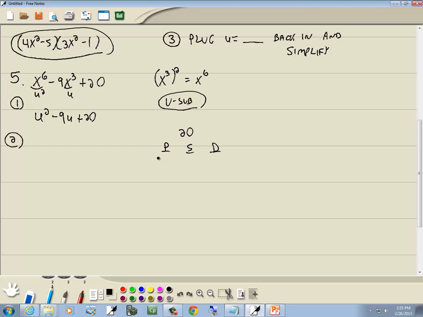P will list all the products that give us 20: 1 times 20, 2 times 10, 4 times 5. The S column, we add them together. 1 plus 20 is 21, 2 plus 10 is 12, 4 plus 5 is 9. Difference column, we subtract them. 20 minus 1 is 19, 10 minus 2 is 8, 5 minus 4 is 1. The number we're looking for is always the number in our middle term, which is 9, so we're going to use 4 and 5.